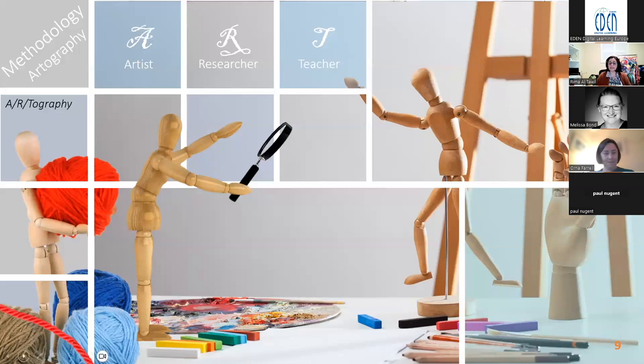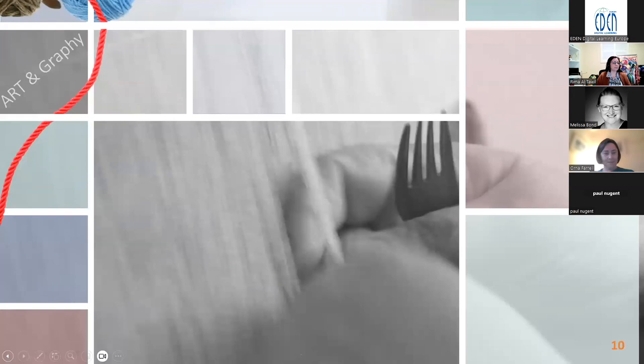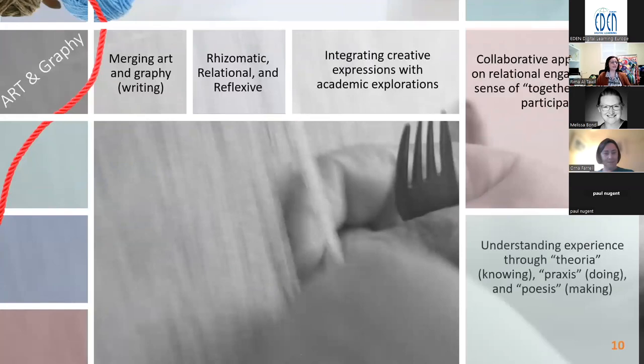As implied by its name, I will explain a little bit about it if you aren't familiar with it. Orthography combines two aspects, the art and the graphy. Therefore, it merges the artistic side with the writing side while conducting research, enabling the integration of creative expressions into academic exploration.